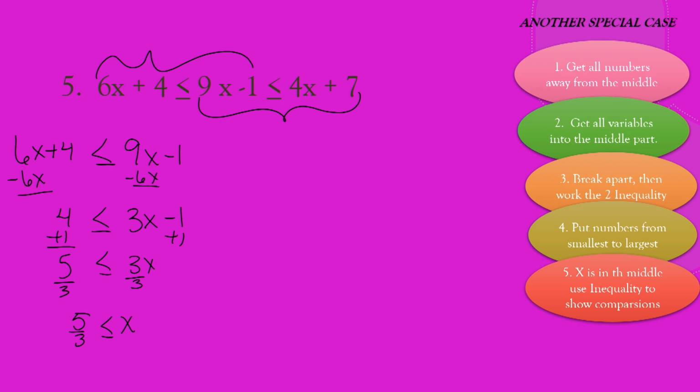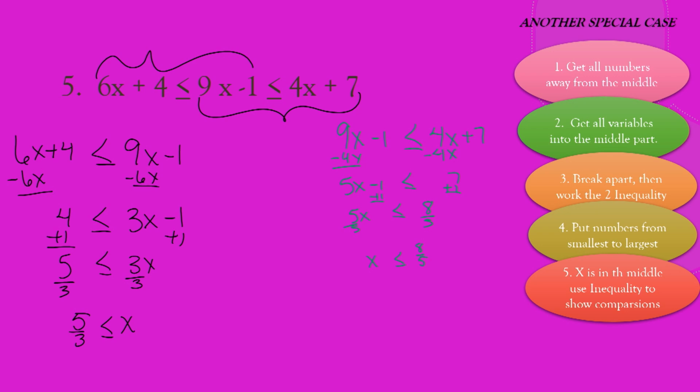So now let's do the next one. I'm going to do it in green so we can see a little different. So I have 9x minus 1, which is less than or equal to 4x plus 7. Getting this by itself, I'm going to put my variables on the left, numbers on the right. So I'm going to subtract 4x on both sides. So I have 5x minus 1 less than or equal to 7. I'm adding 1 to both sides. 5x less than or equal to 8. Divide: x less than or equal to 8 over 5.